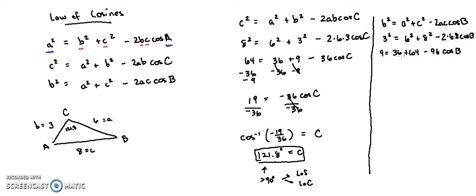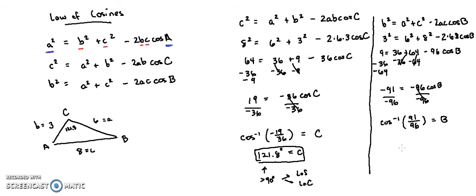Now we've got to get all this stuff away from the cosine B, so subtract 36, subtract 64. That should give us negative 91 equals negative 96 cosine B. Trying to get cosine B by itself, so we divide by negative 96. That's going to come out positive, and we're going to do cosine inverse. So cosine inverse of 91 over 96 is equal to B. We put that in the calculator, and we should get 18.6.